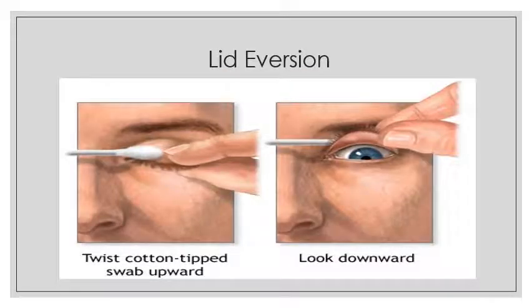Lid eversion is an important test during ophthalmological examination. It is used for examining the upper palpebral conjunctiva, for follicles or papillae, or in cases of suspected impacted foreign body in the sulcus subtarsalis.